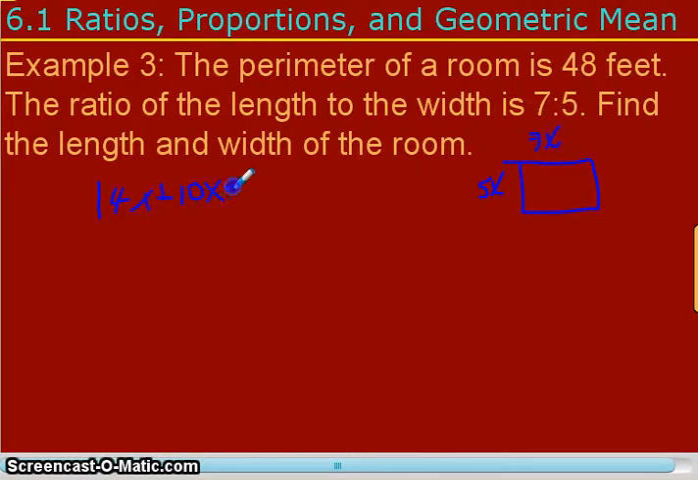And that's going to be equal to the perimeter of 48. So if I add 14 and 10, that's 24x is equal to 48. So if I divide by 24, x would equal 2.